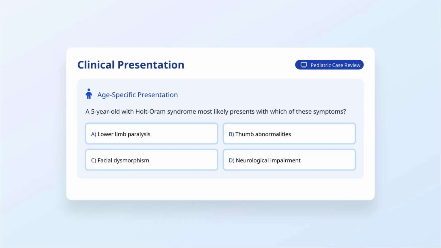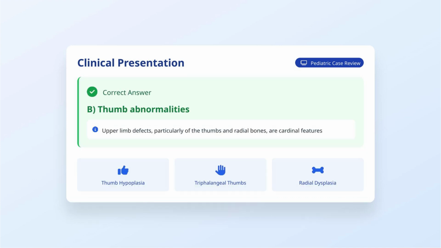A 5-year-old with Holt Oram syndrome most likely presents with which of these symptoms? A. Lower limb paralysis. B. Thumb abnormalities. C. Facial dysmorphism. D. Neurological impairment. The correct answer is B.